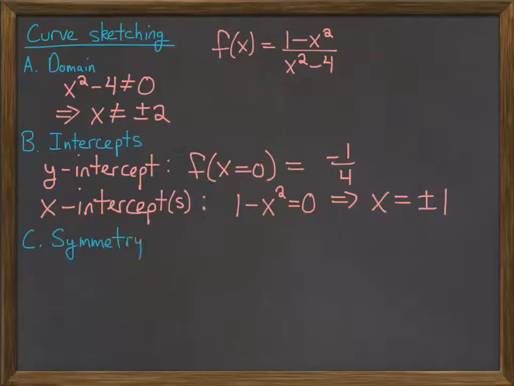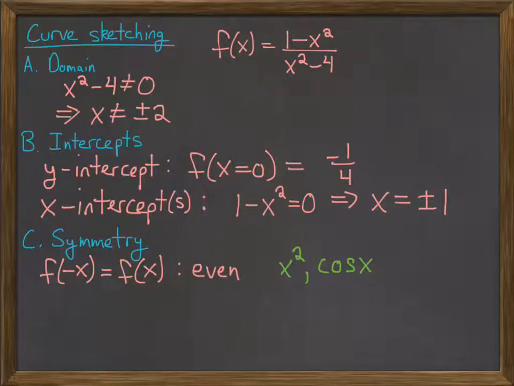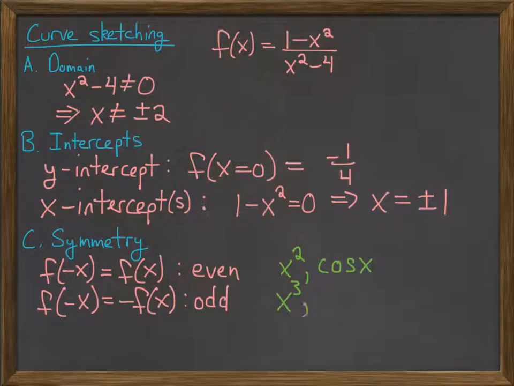We talked a bit about symmetry. If you plug in negative x for x in the function and you get the function back, that's called even. That would be x squared, x to the 4th, cosine are even functions. If you get the opposite, that's called odd, or symmetric about the origin. So x's with odd powers, x cubed, x to the 5th, x are called odd. Sine x is odd, tangent is odd.